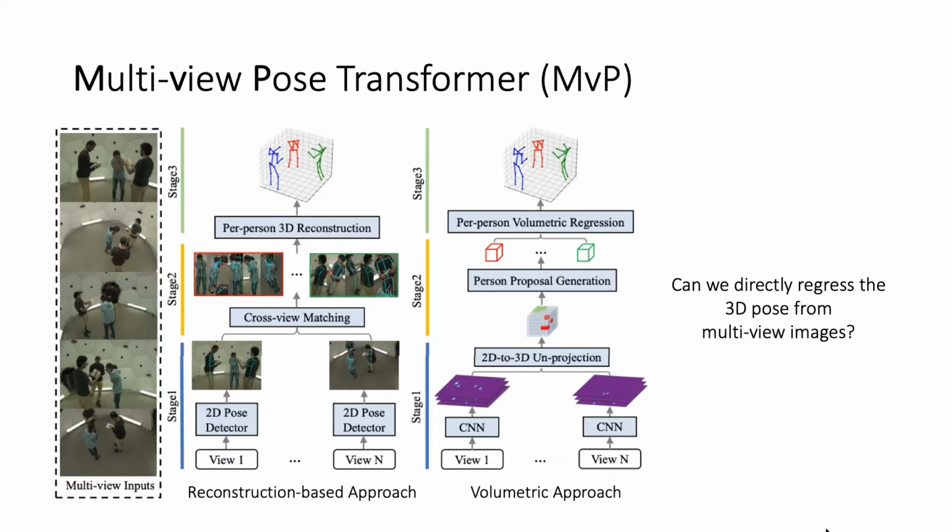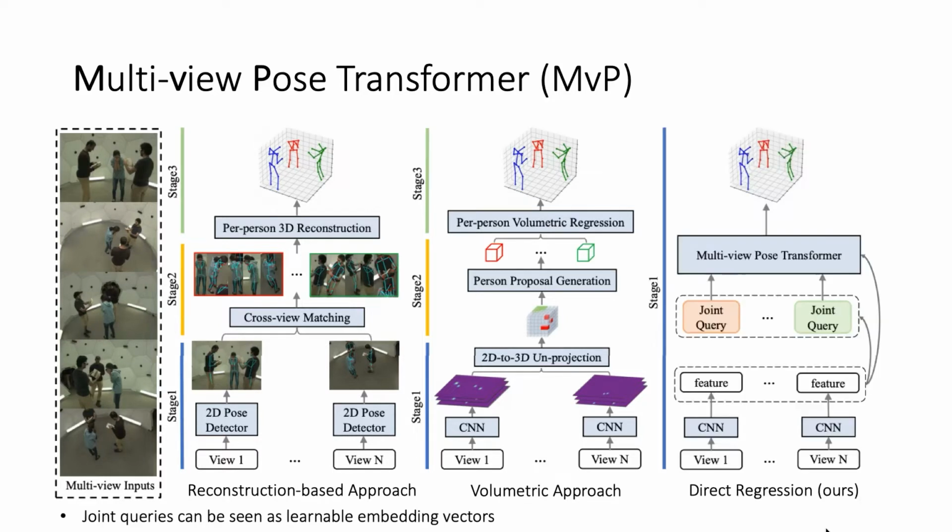So we want to ask, can we directly regress the 3D pose from multi-view images? In this work, we designed a multi-view pose transformer model to achieve this goal. In short, this model is called MVP. So we model each body joint as a joint query and directly regress the 3D body joint location from the multi-view image feature. The joint queries can be seen as learnable embedding vectors.